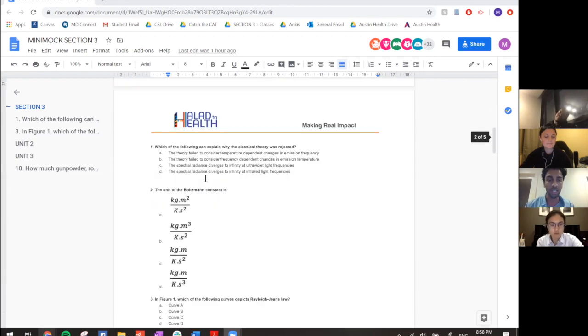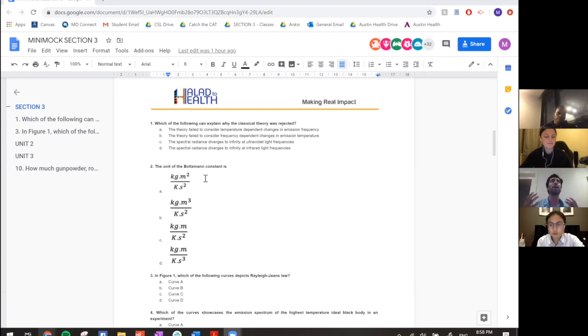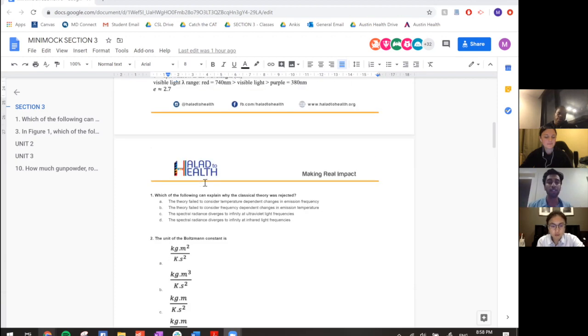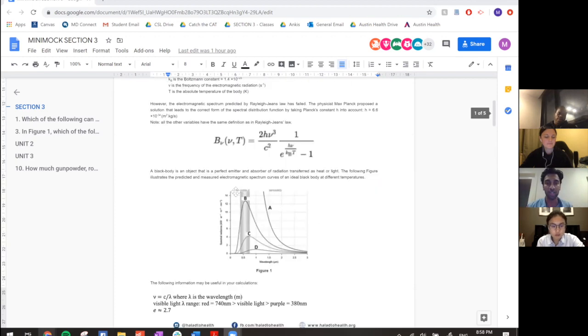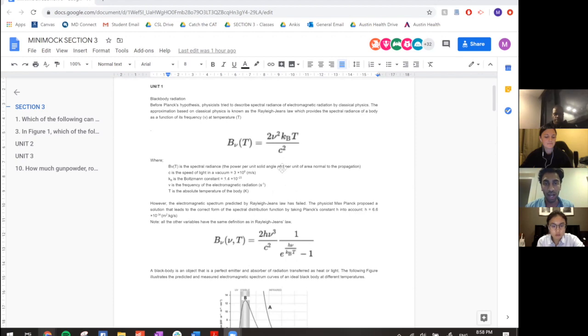So if we look at question 2, it's asking about the unit of Boltzmann's constant. So I'm immediately thinking, okay, I have to figure out what Boltzmann's constant is referring to. So we see here that Boltzmann's constant is referring to this symbol here, so k_B.